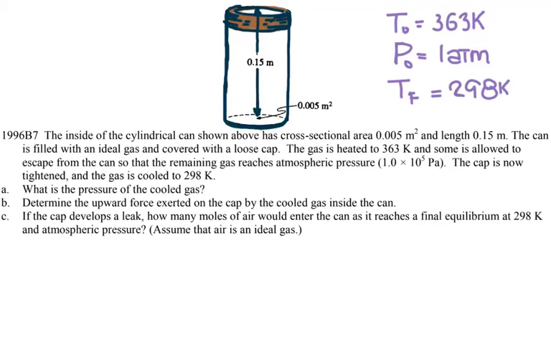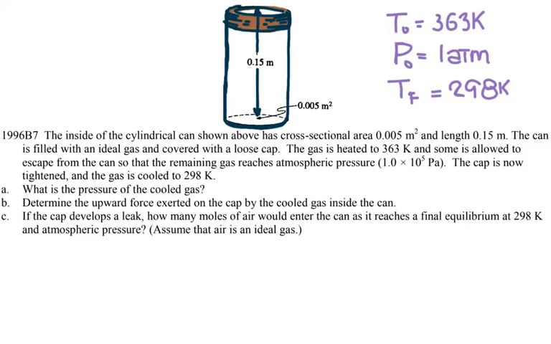This was a 1996 AP Physics B exam question. What's given is the cylinder, and the top cover is free to move. They heat up the gas. They give you the area of it and the height of it. They heat up the gas to 363 Kelvin and make sure that it is in full equilibrium. That means inside pressure is equal to the outside pressure, 1 atmospheric pressure, which is 10 to the 5th Pascal.